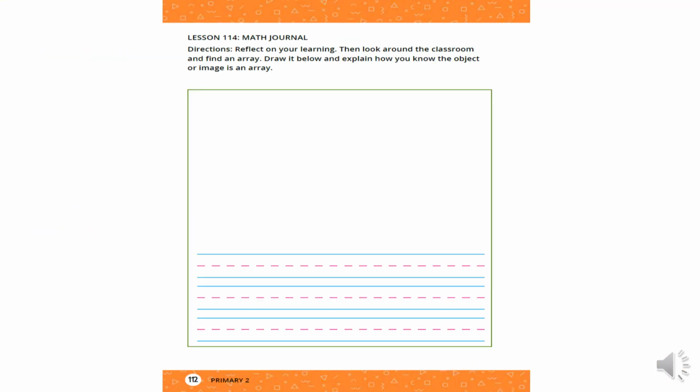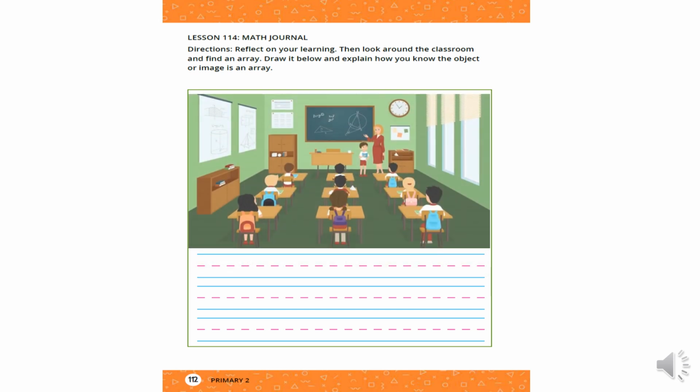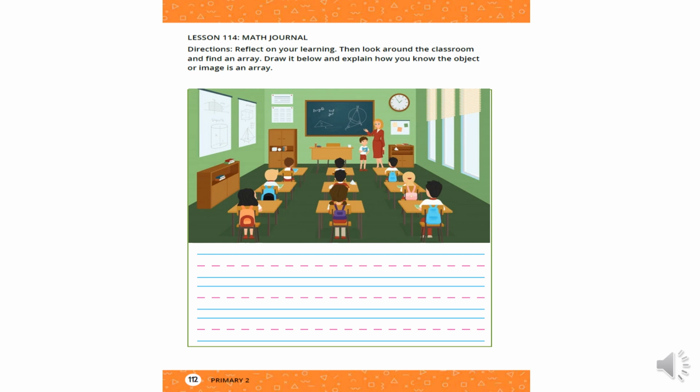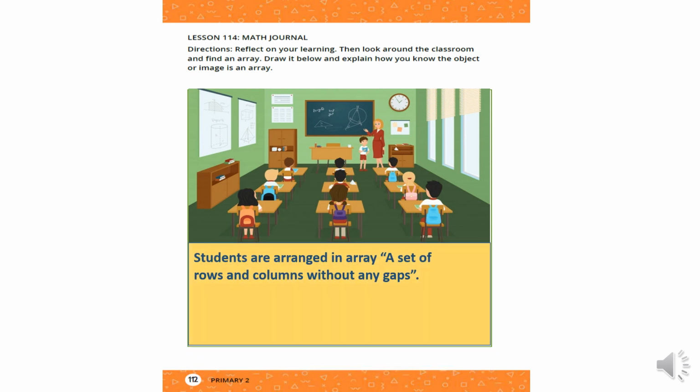Lesson 114, the math journal part. Reflect on your learning, then look around the classroom and find an array. Draw it below and explain how you know the object or image is an array. Here we have the following image for classroom, and here we have students arranged in a set of rows and columns. So students are arranged in array.